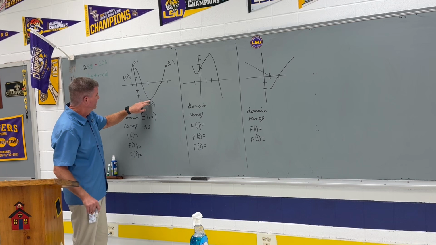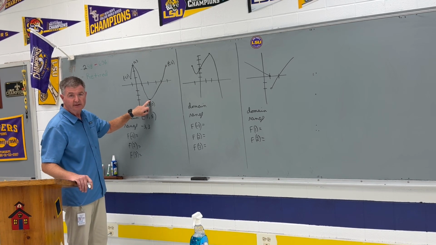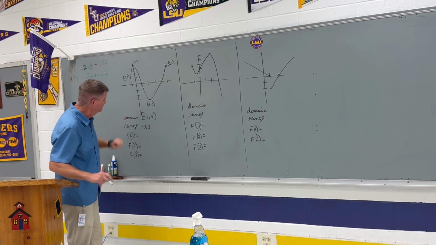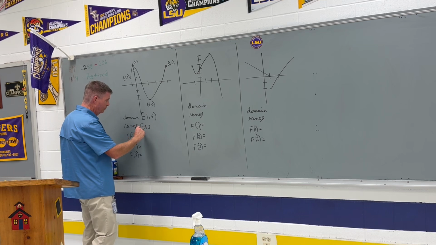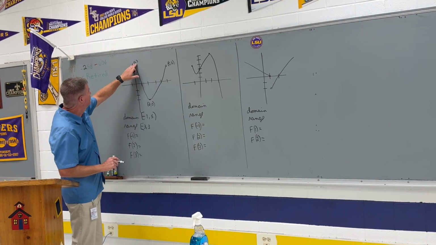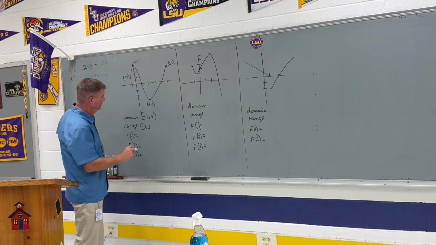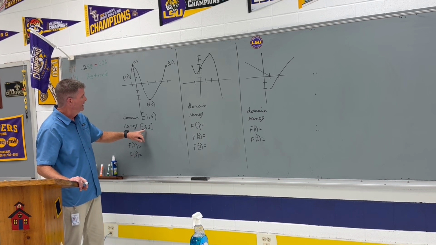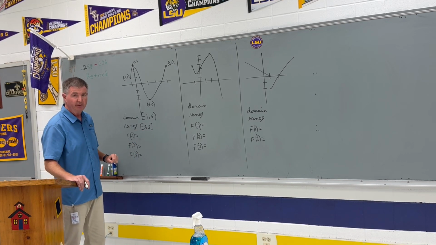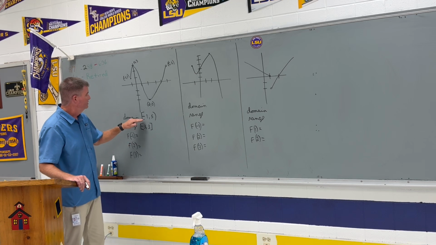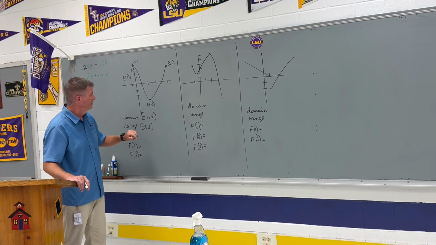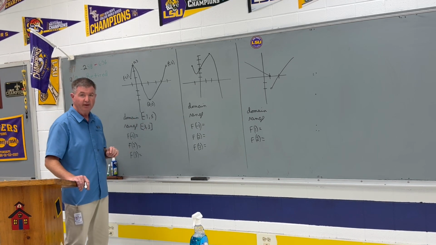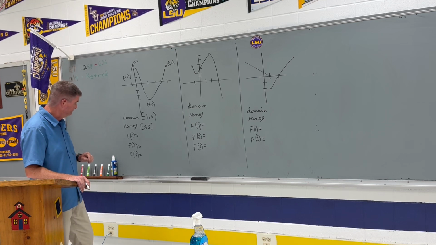Now, the -3 is included. It goes down and it touches -3, so that will be a bracket, and the 3 is included, so therefore this will also be a bracket. So the range of this one will be -3 to 3, including both of them, so it will be brackets, just as the domain was -1 to 5, including -1, but not including the 5.